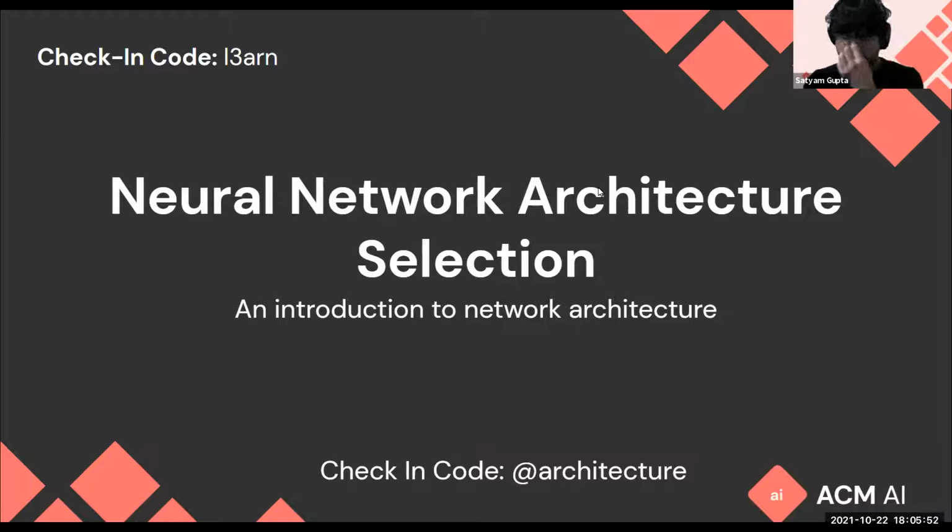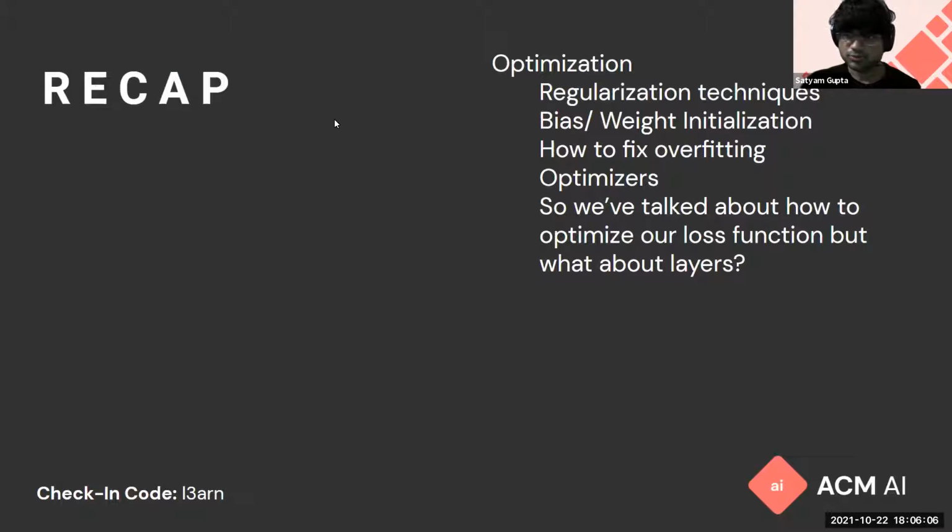So yeah, hello everyone. Welcome to the Neural Network Architecture Selection Workshop. Previously, I think we did optimization and just basic learning, gradient descent, and all that. So these are the things that we have done: optimization, some regularization techniques. We talked about overfitting, underfitting, optimizers, Adam, momentum.